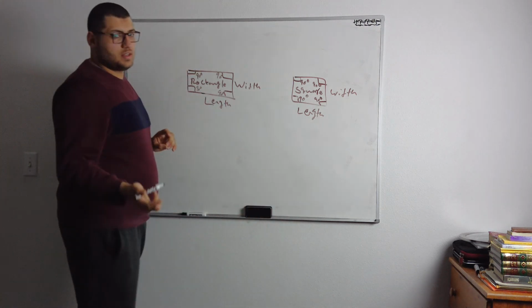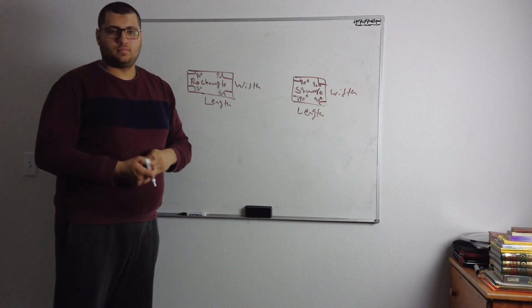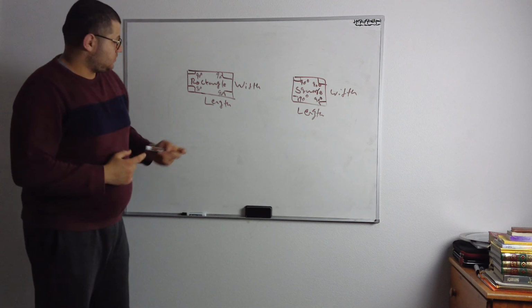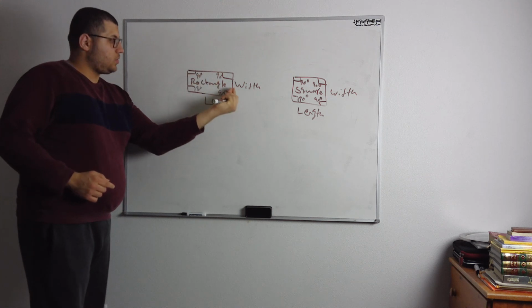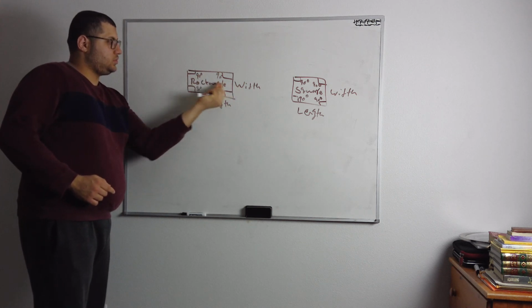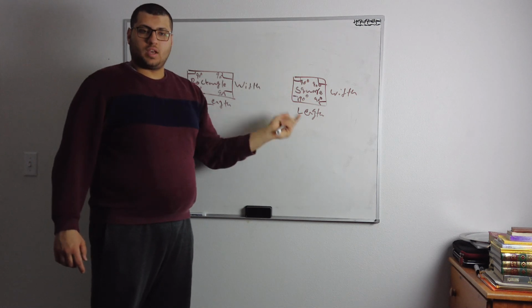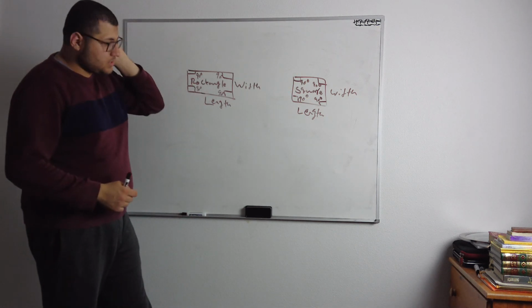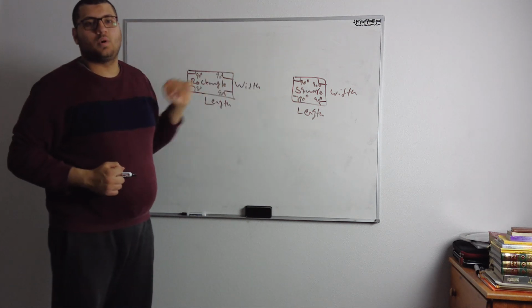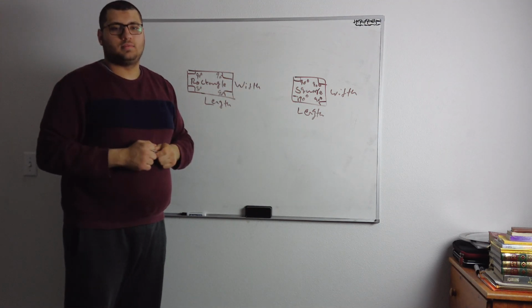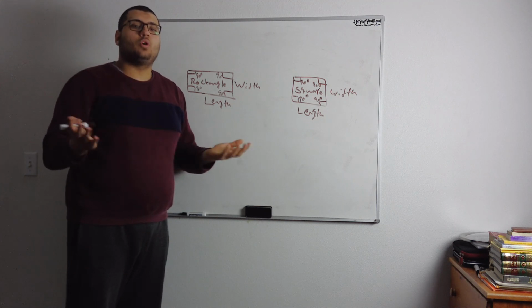So what's the difference? The only difference is that a square has all 4 equal sides. Unlike the rectangle, only 2 sides are equal. So the length here is equal to the length here, and the width here is equal to the width here. In a square, all sides are equal. In other words, a square is a rectangle with equal sides. So a square is a rectangle that has all equal sides.